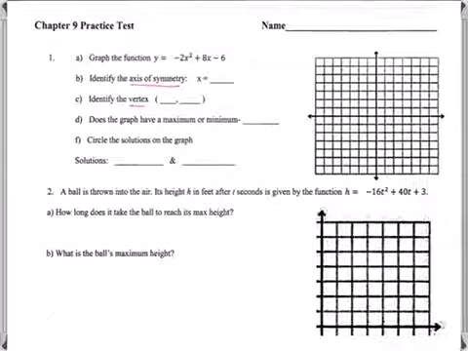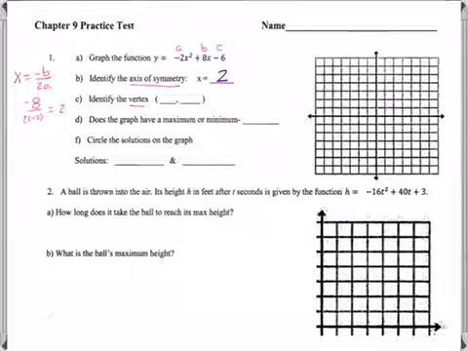All right, so let's start with the axis of symmetry. Remember, to find the axis of symmetry, we're going to use the formula x equals negative b over 2a. Looking at our equation, a is negative 2, b is 8, and c is negative 6. So that tells me I need negative 8 divided by 2 times negative 2, which is negative 8 divided by negative 4. So our axis of symmetry is x equals 2.